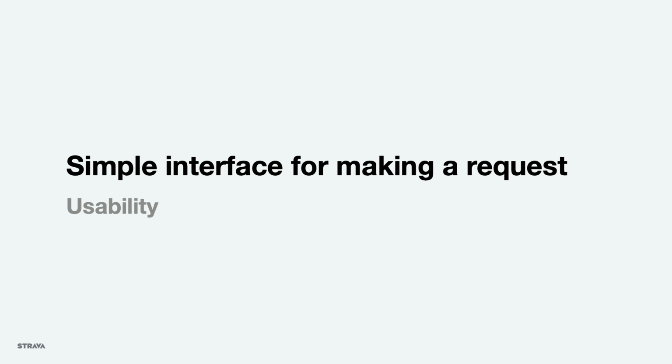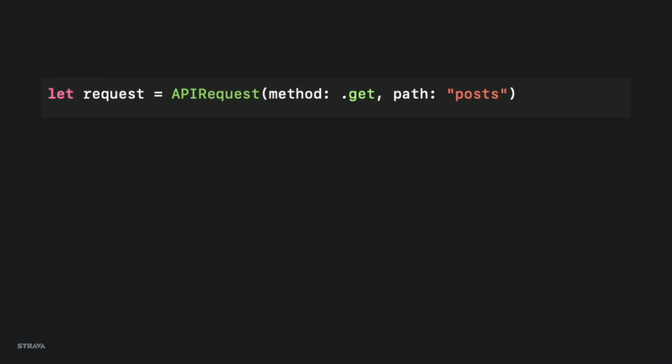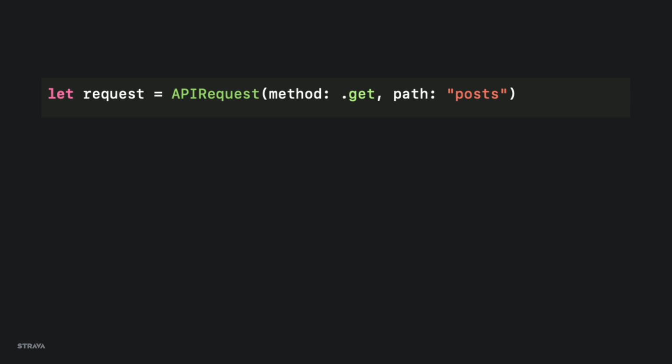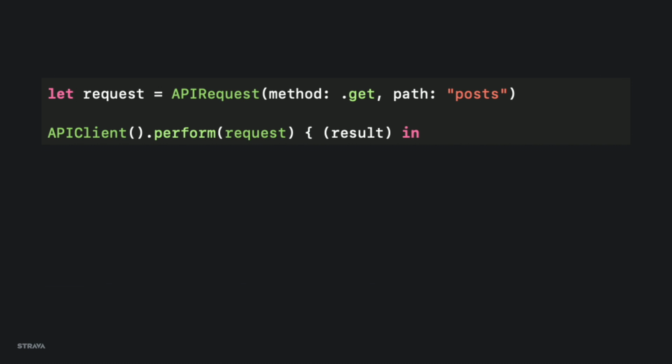What does the interface look like for making a request? Now, we have this object Post, pretty small, but you can see that it conforms to Decodable, and it just has some raw data types, integer and string. So we want to hit an endpoint and retrieve a list of posts. We'd start by creating this API request object. It's basically an object that wraps some metadata about the request, like the method, the path, etc. And then we feed that into our API client.